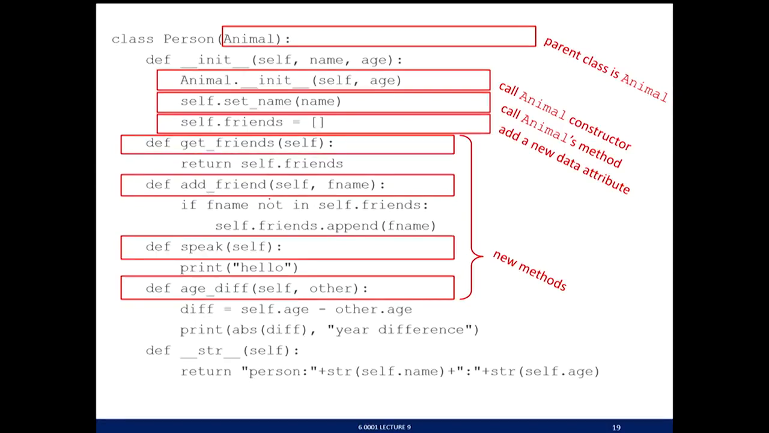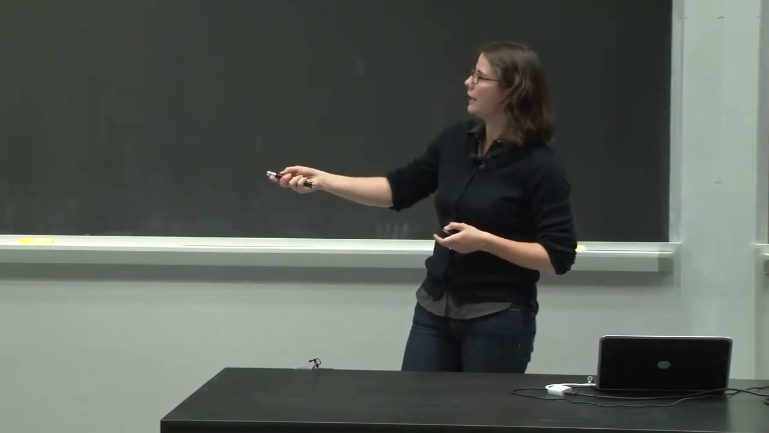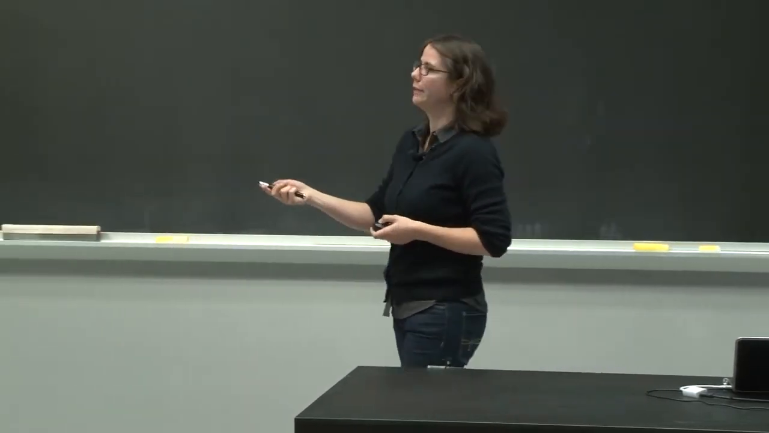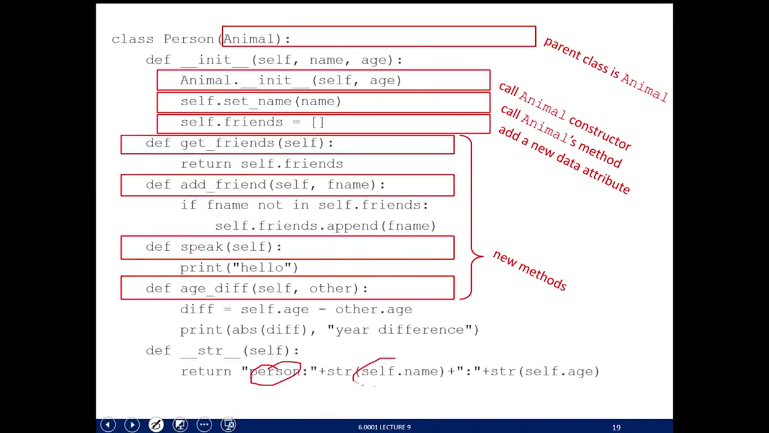The next method here is speak, which prints hello to the screen. The last method gets the age difference between two people, which basically subtracts their ages and says it's a 5-year age difference or whatever it is. And down here I have an str method which I've overridden from the animal, which instead of animal : name, is going to say person : name : age.